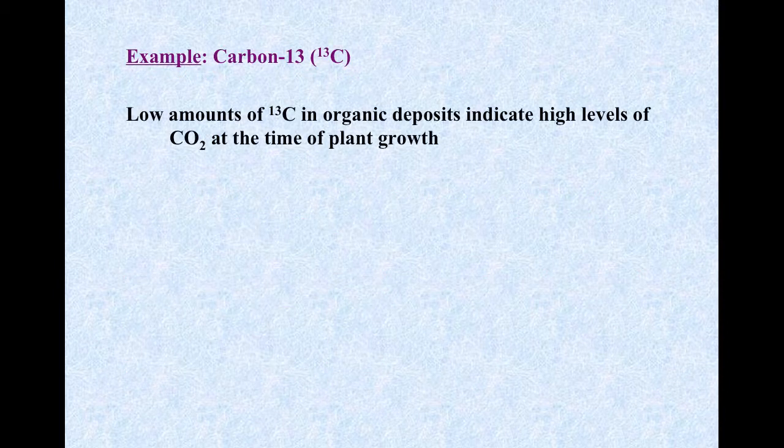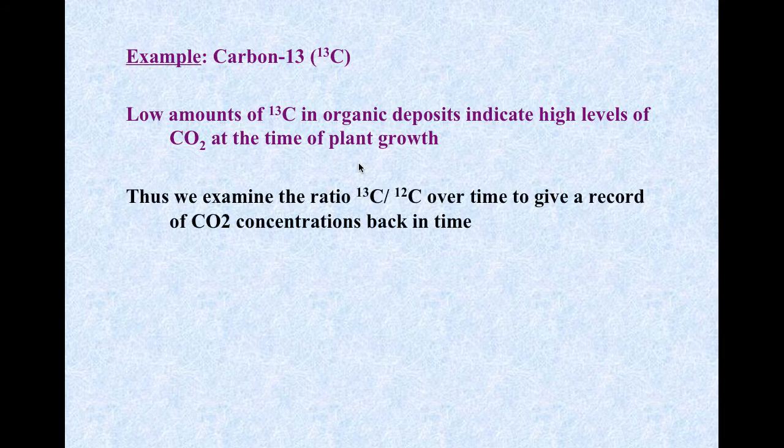And here's a second example involving now carbon. Low amounts of C13 in organic deposits indicate high levels of CO2 in the atmosphere at the time of plant growth. So we can examine the ratio of C13 to C12 just as we examined the oxygen ratio, and that gives us a record of CO2 concentrations back in time. Again, carbon dating tells us what the time axis was like.